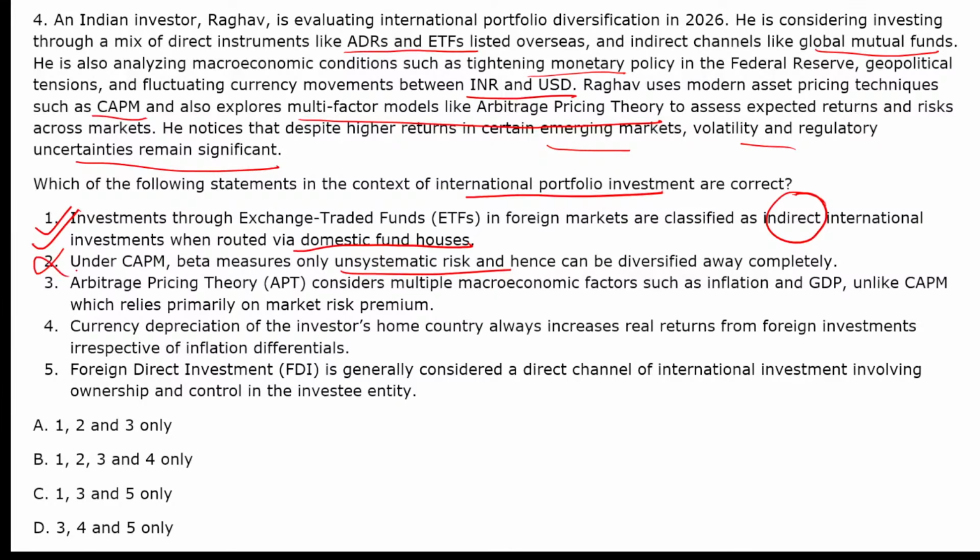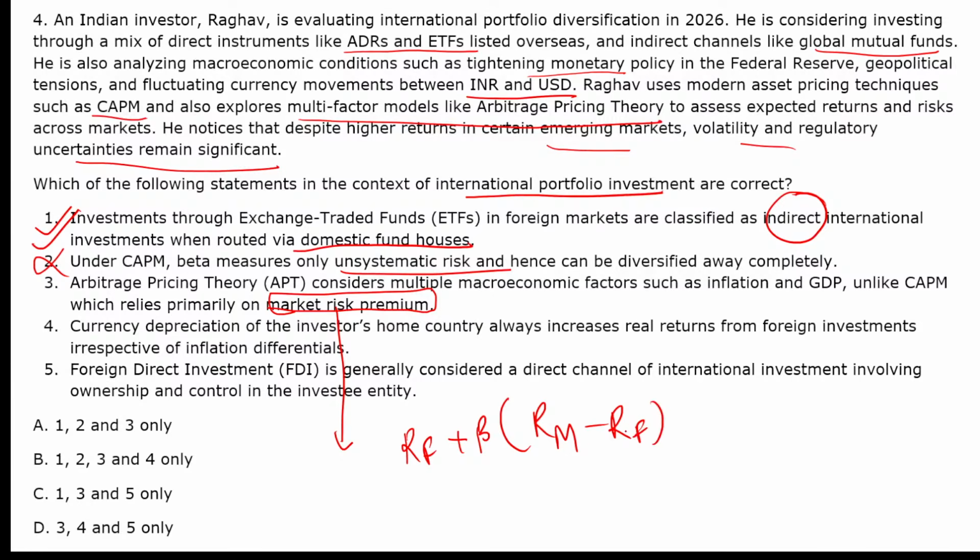So this is wrong. Under APT considers multiple macro factors such as inflation and GDP, unlike CAPM, which primarily relies on market risk premium. What is market risk premium? First of all, tell me that. My question to you, before answering whether this is correct or not, is what is market risk premium? See, CAPM follows one formula, which is risk-free rate of return plus the beta of the market, that is the systematic risk of the market, into the market premium. What is risk premium? What is the market rate minus what is the risk-free rate?